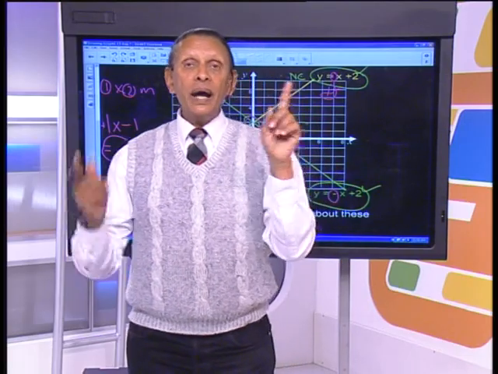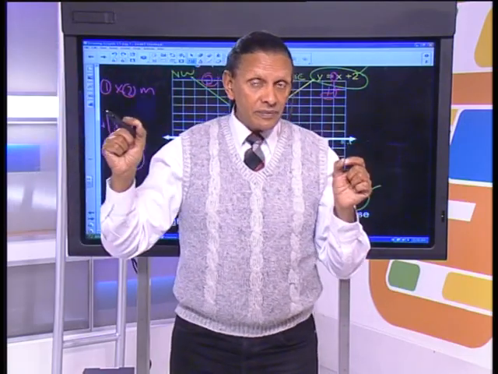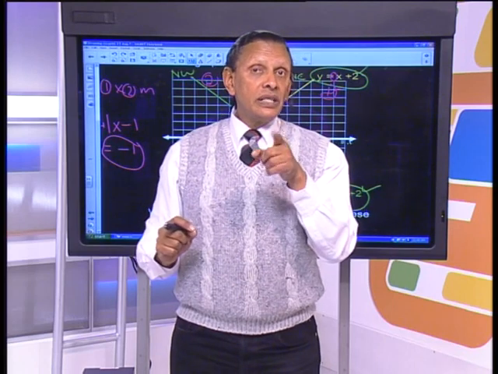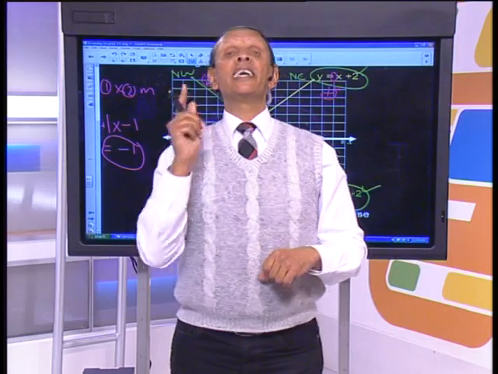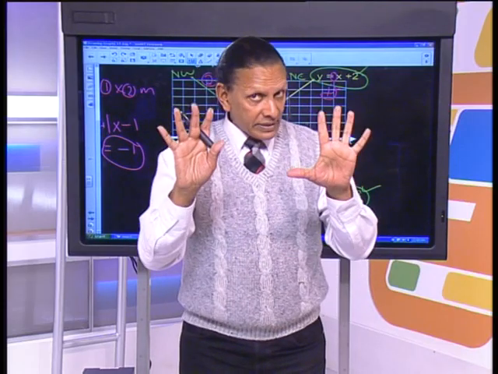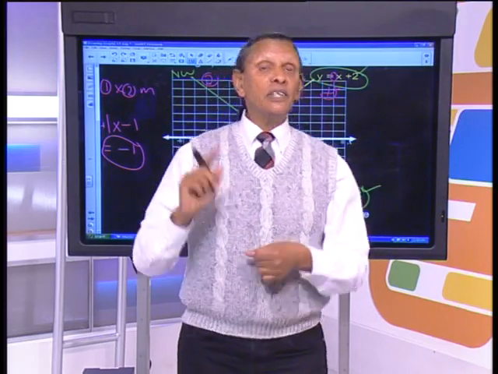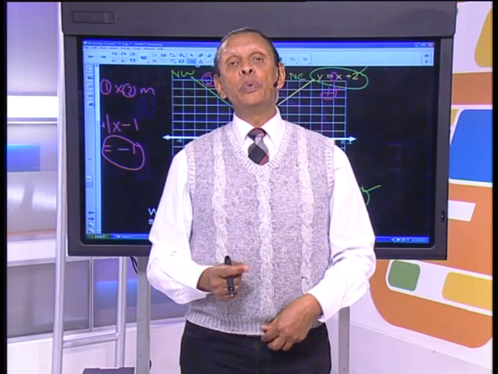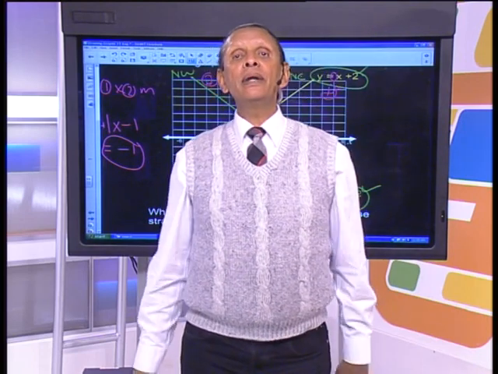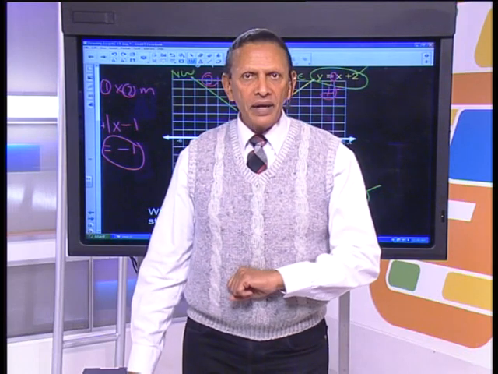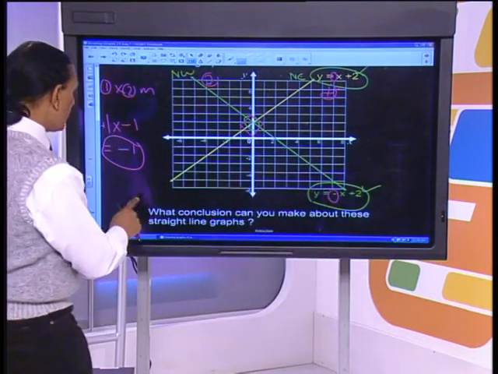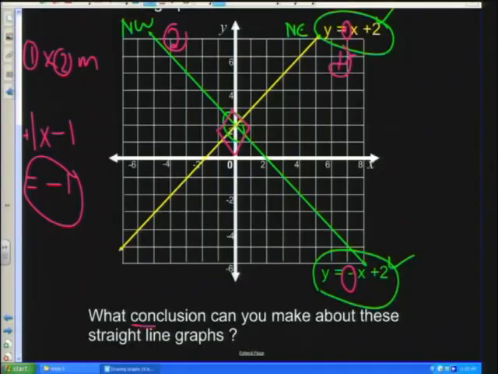Let me repeat. If I multiply the two graphs' gradients, the answer must not be positive, it has to be a negative, and it has to be a 1. Right, is it clear, guys? So if the answer is negative 1, then we know the graphs are perpendicular. Please remember that and you will not have a problem. So that was your conclusion. All right.